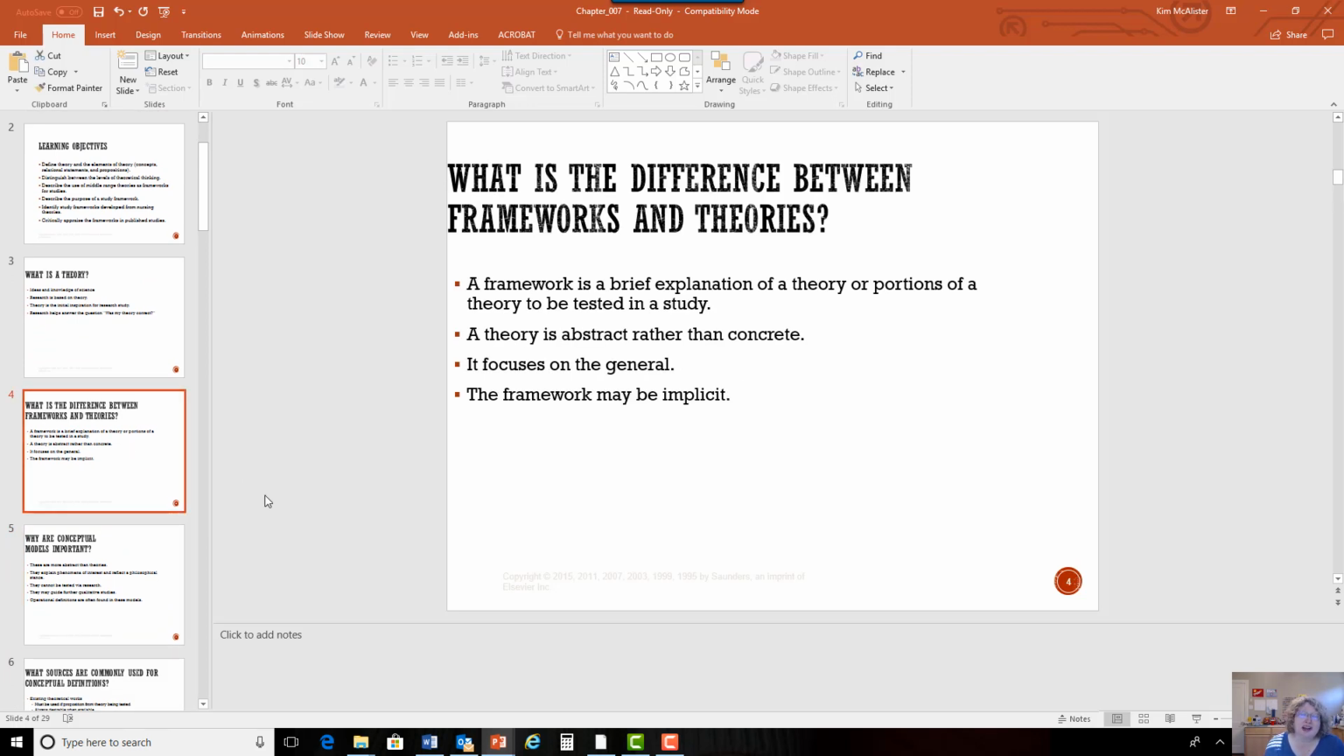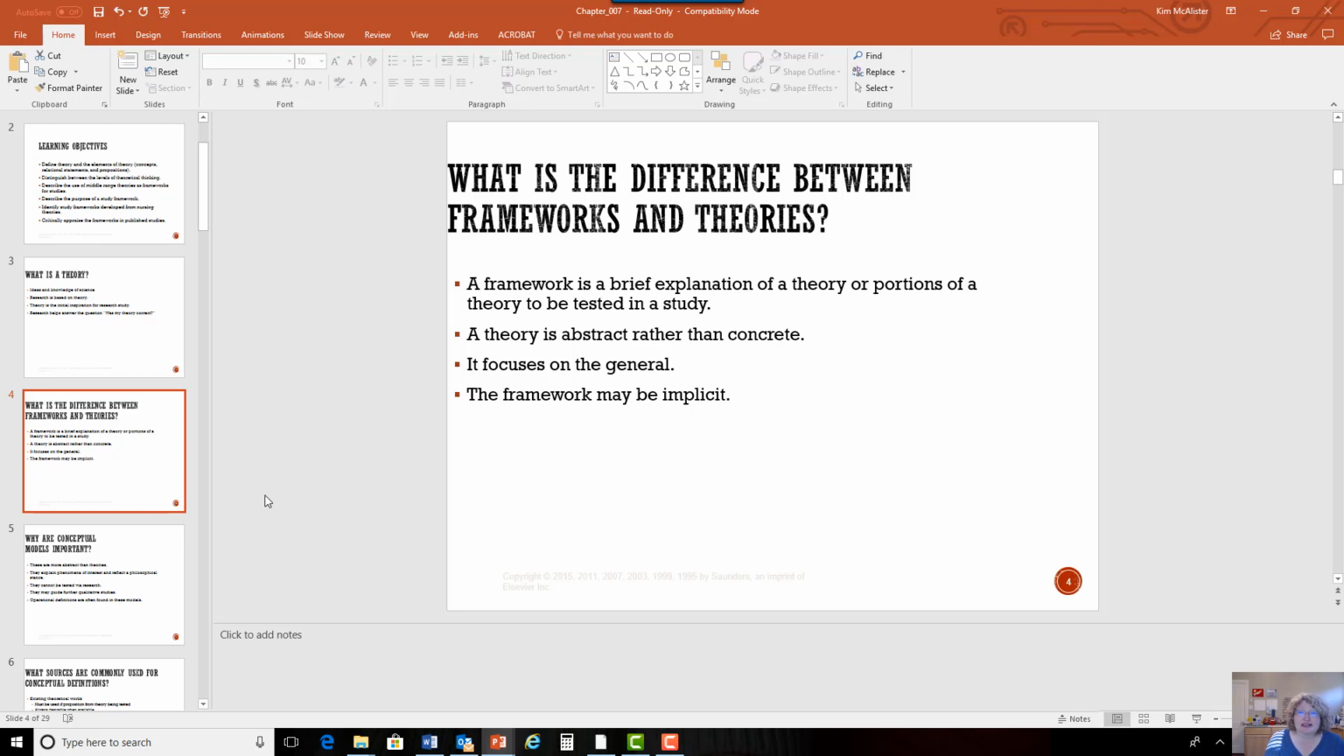So a framework explains the theory or parts of the theory. You could have a very broad, what we call grand theory, and so then you're going to use a framework to describe just a small portion of that. If it's a mid-range theory, something smaller, then you may be looking at a research study that focuses on more of the theory. So the framework should be stated.